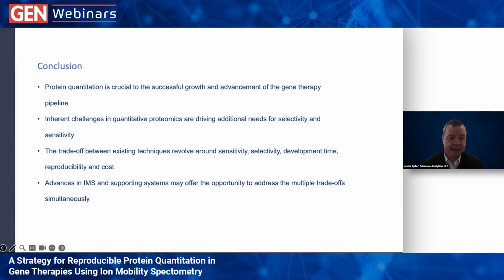And then lastly, we hope you've seen, with the advances in IMS and a lot of the supporting systems, there may be an opportunity now to address multiple trade-offs simultaneously, and again, overall, with the hopes of driving more success in gene therapy development and more of these molecules into the clinic.